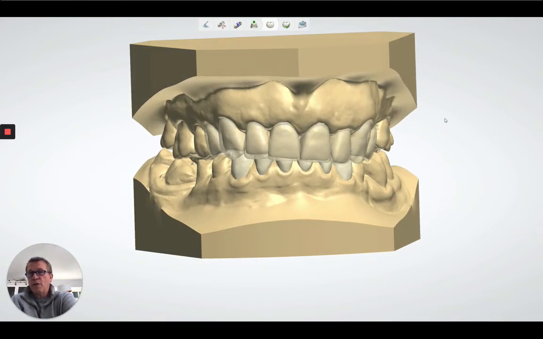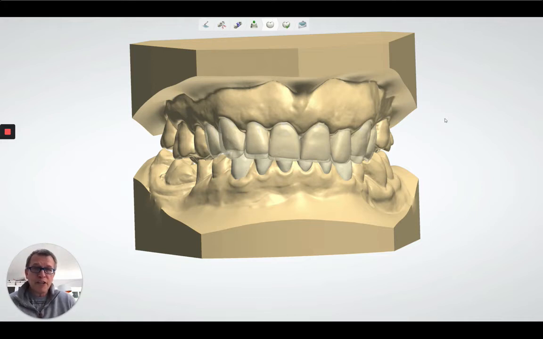So what we can do with this, and again, you could do this and then you could print the model, or in this case, what happened was Shemek did this for me in Sweden, and then he sends me the STL file and we printed the model. If you wanted, the lab can print it for you. But we printed the model ourselves, and then we make a silicone matrix of it.